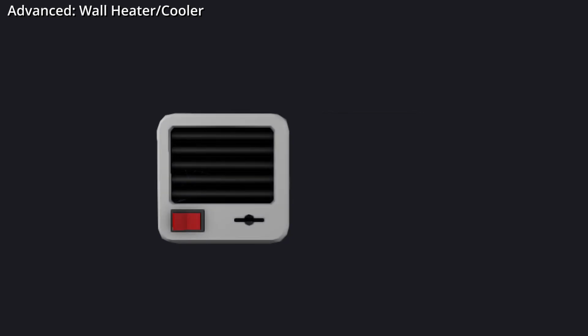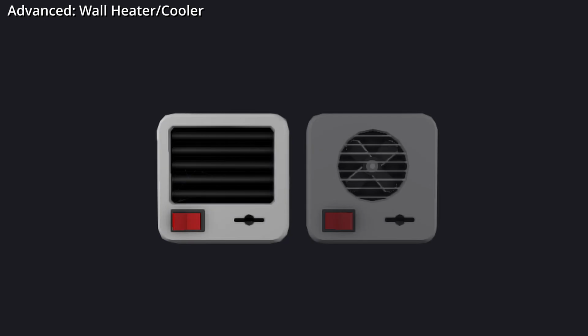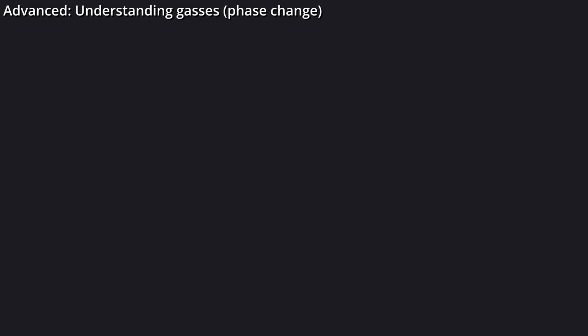Wire it up and turn it on and use element to heat the atmosphere it's in. The wall cooler will attempt to use the attached pipe network to cool the base down. To understand anything from here on out, you need to know how gases work.